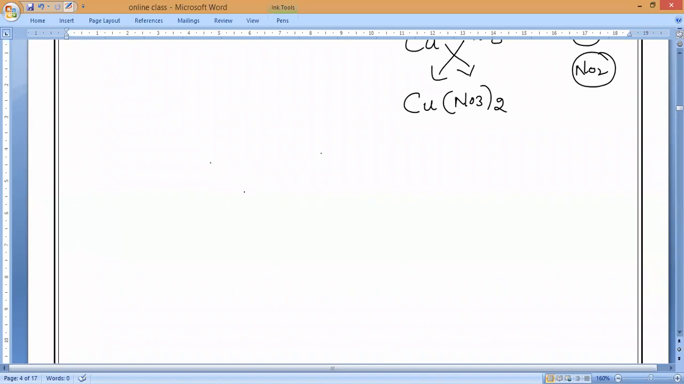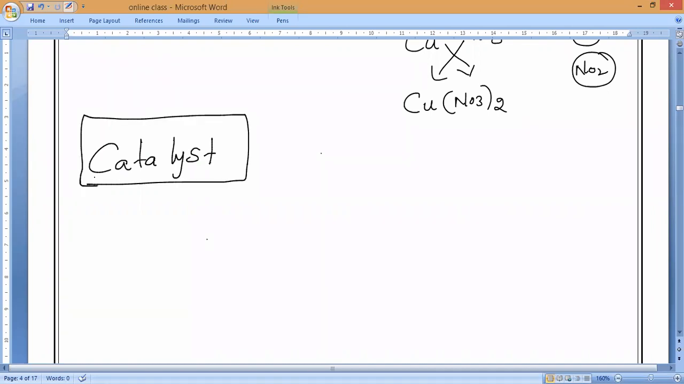So for example, for some reactions we want to decrease the speed, and for some reactions we want to increase the speed. Means the product should form fast in some reactions, and slowly in others. So this is what we call a catalyst. What do we call it, guys? Catalyst.